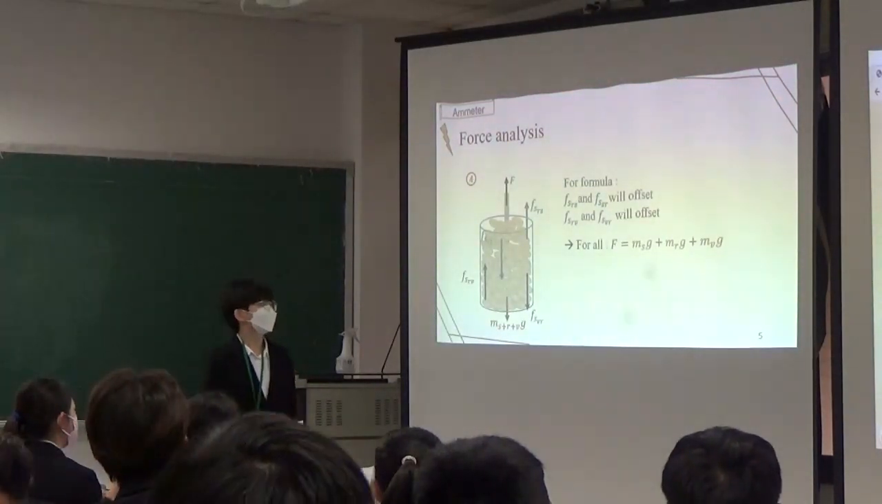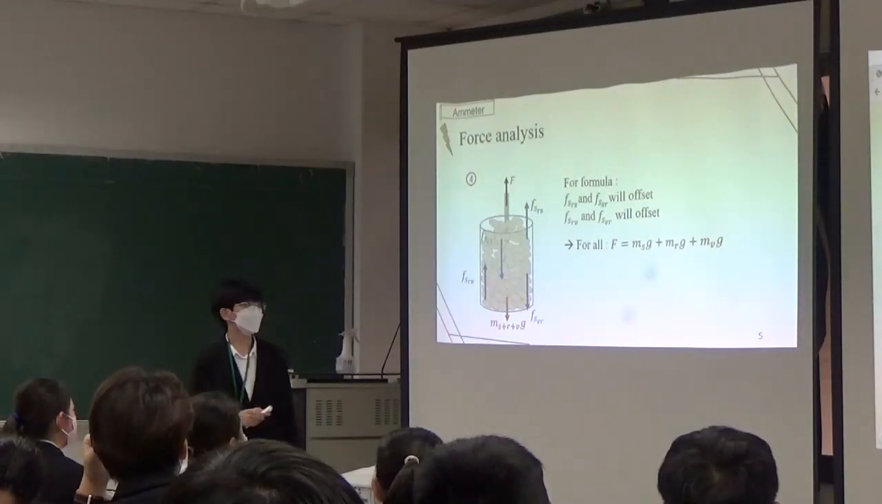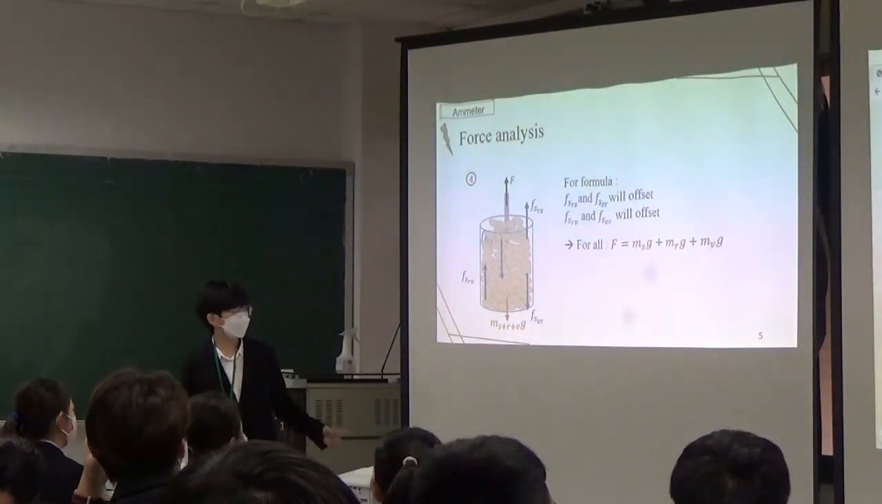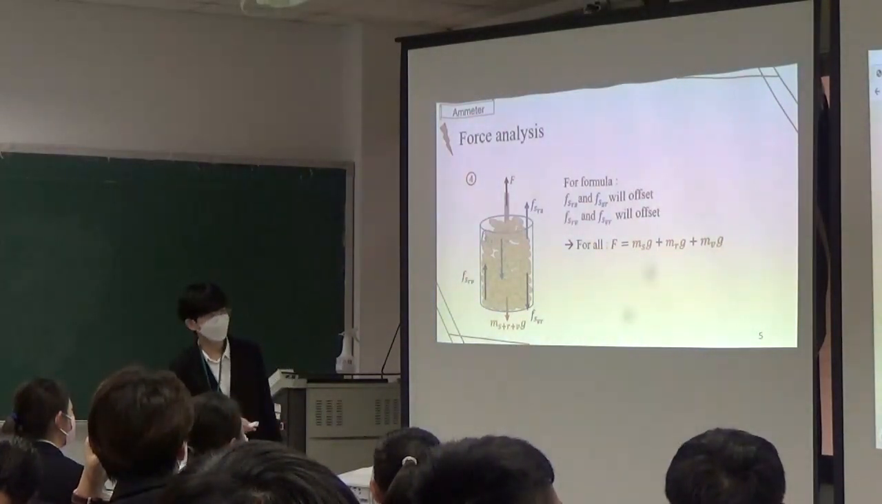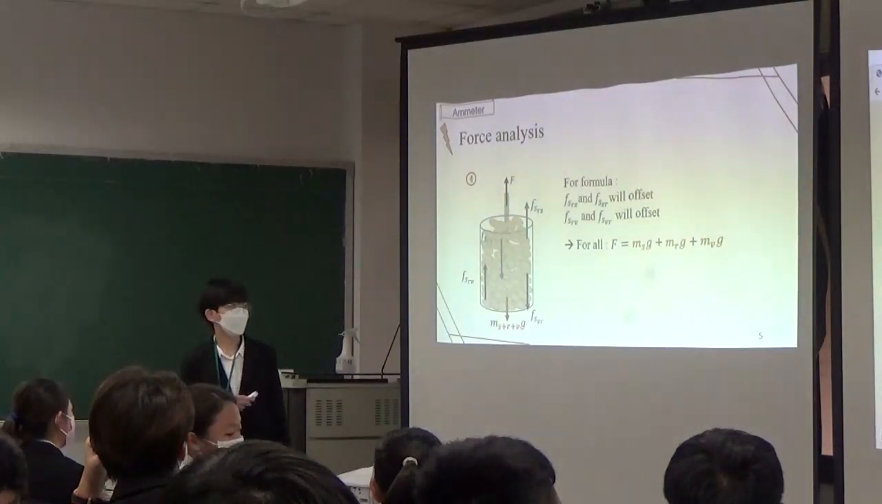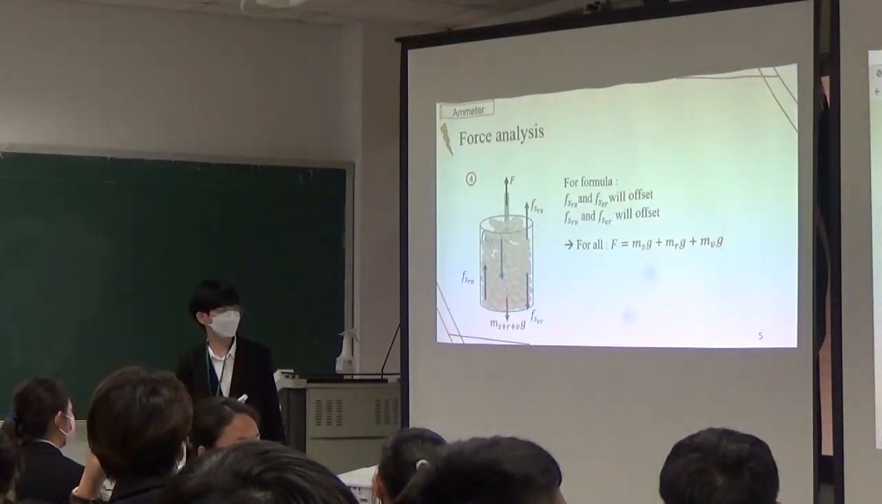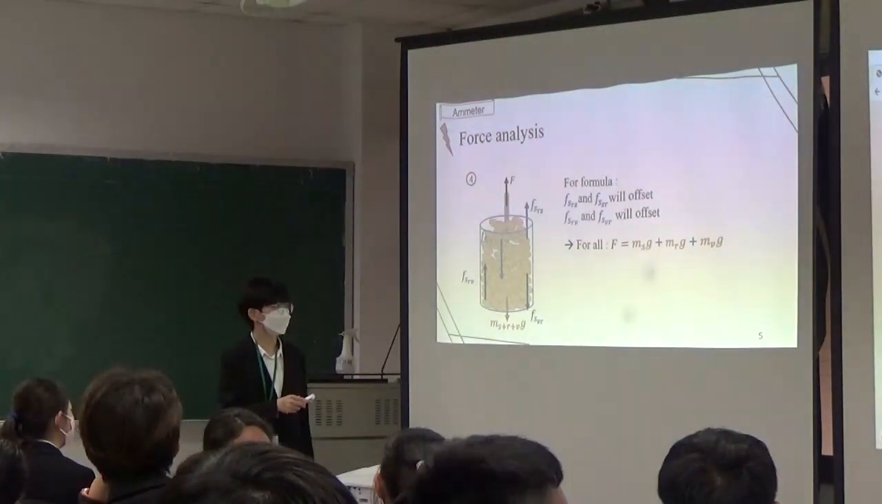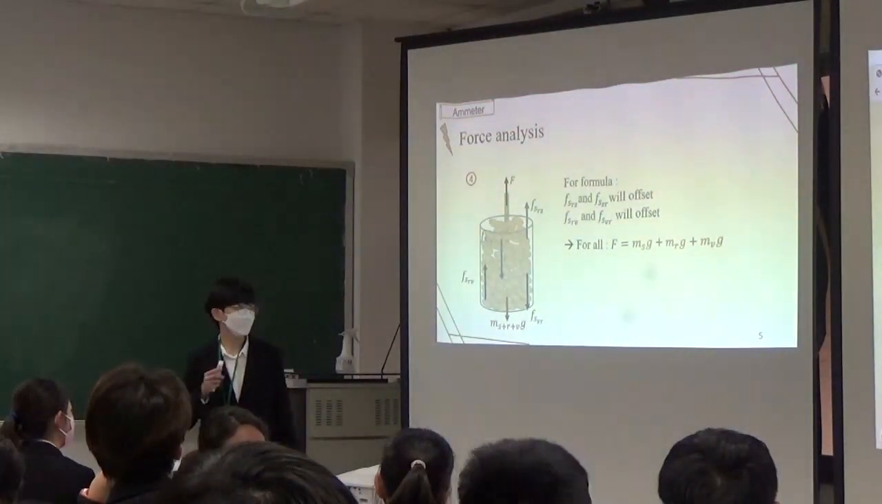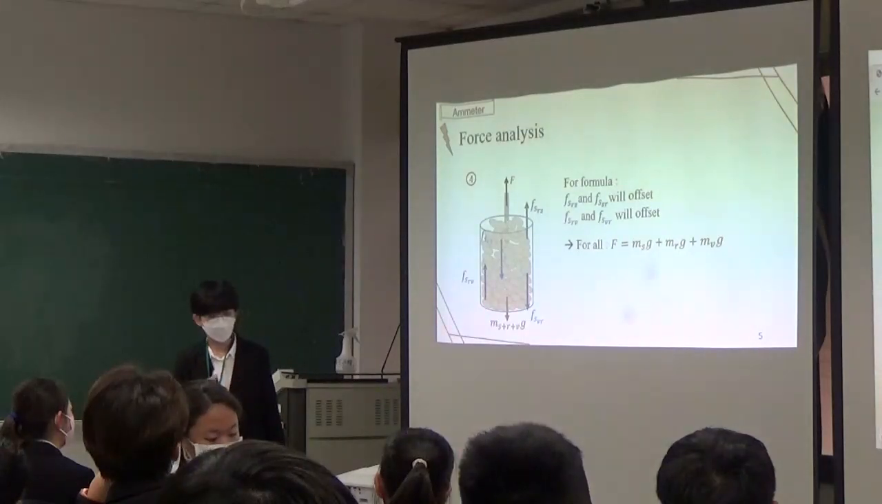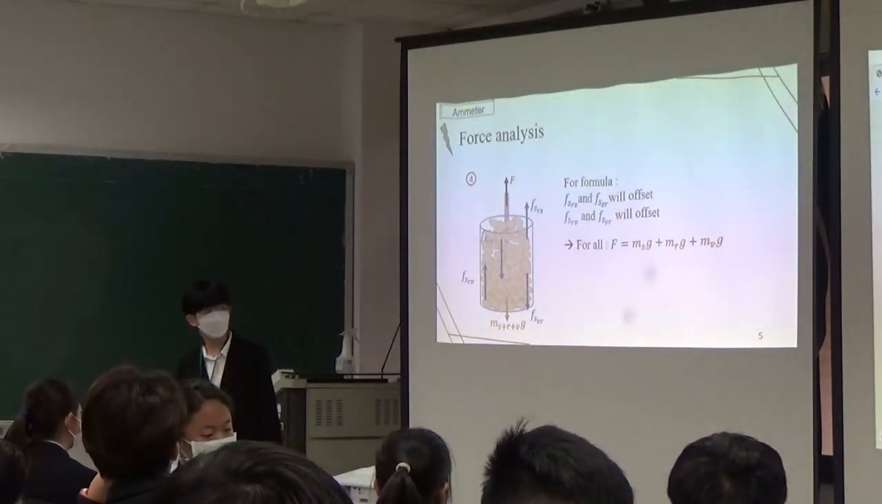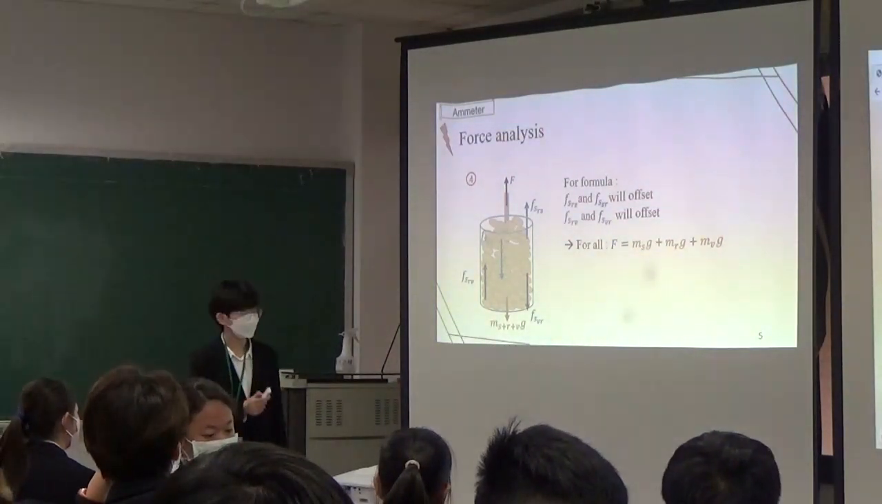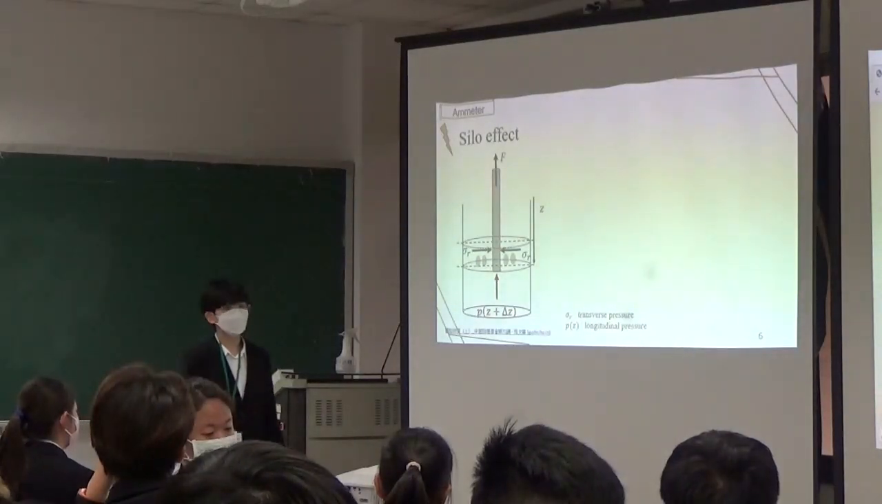And finally, we combine all the systems. For the formulas, the dark blue and light blue friction will offset, and the dark blue friction will offset too. So from all the formulas, we can get that the friction force is equal to the weight of the stick, the rice and the vessel. This is our theory part.